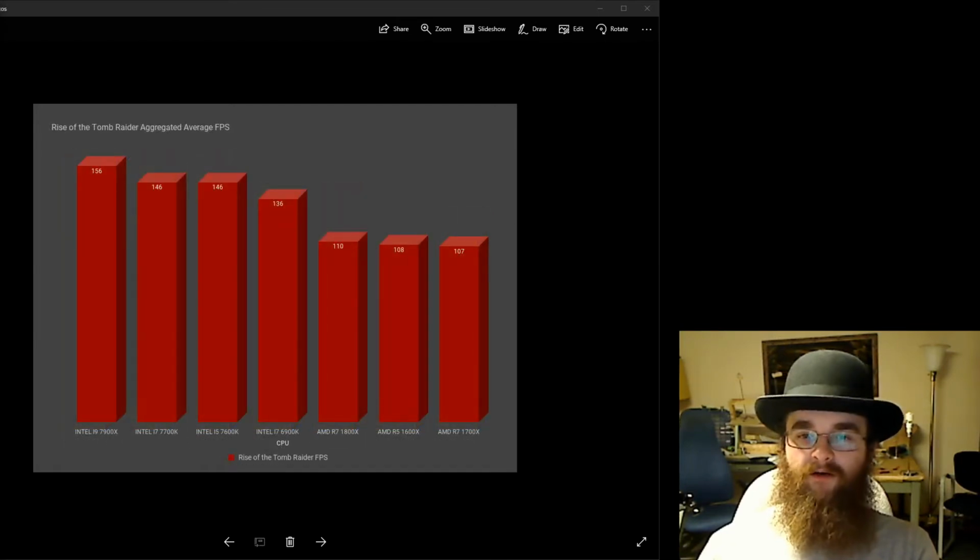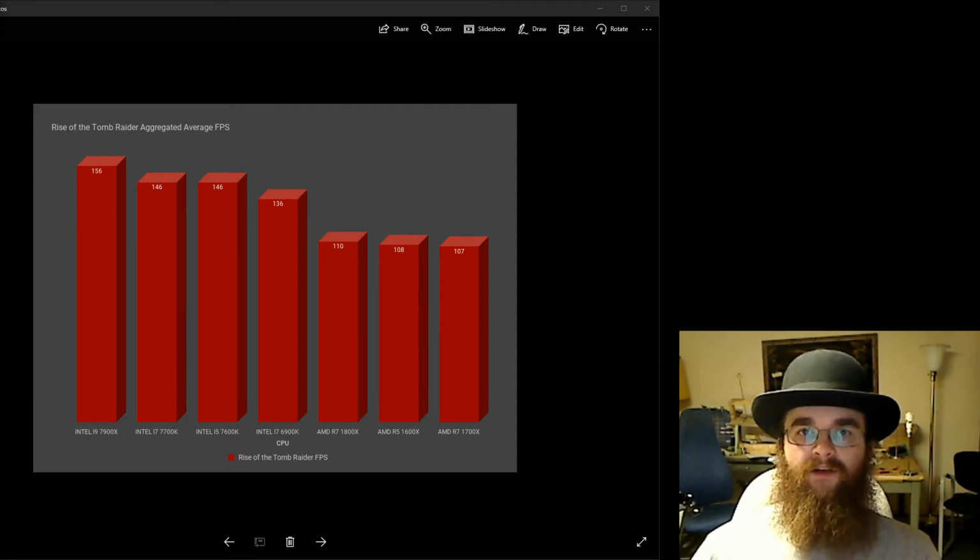Fourth, we have Tomb Raider. So all of the Intel CPUs take the top positions in this. The 7000 series beat out the old 6900K by a good margin. The 7900X beats out the 1800X here by 35%. So this is what I expected to see on all of the gaming benchmarks, but didn't see it on Deus Ex, so that was interesting.